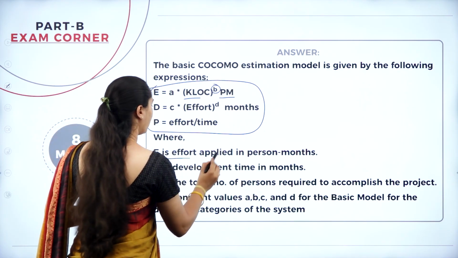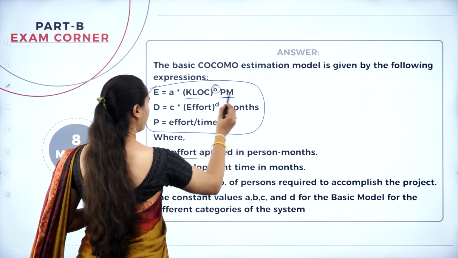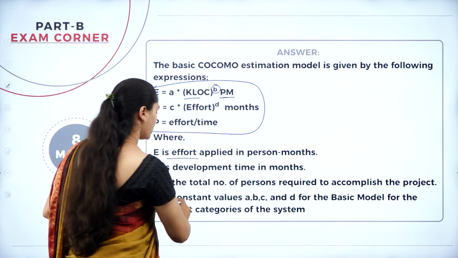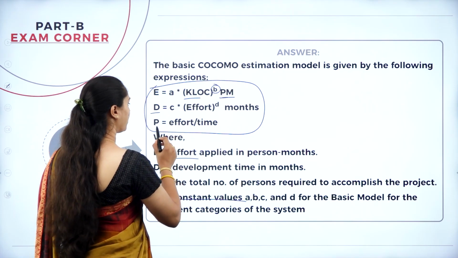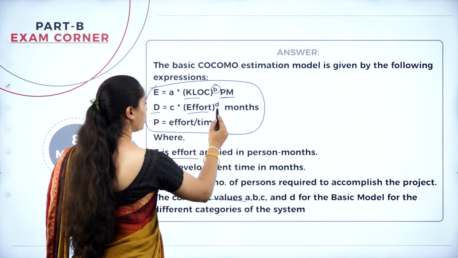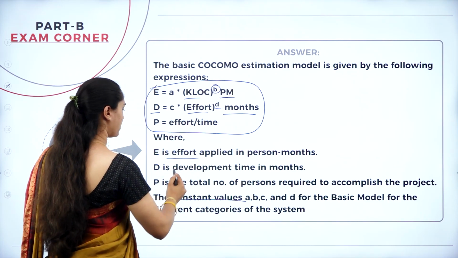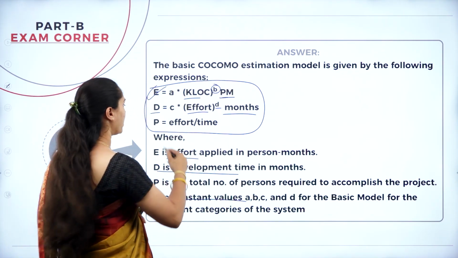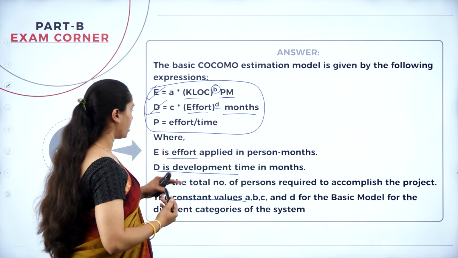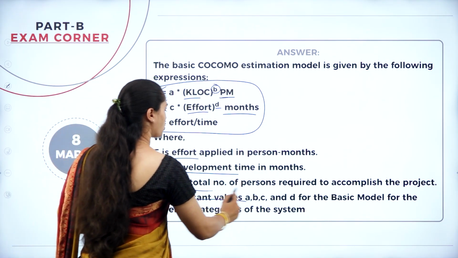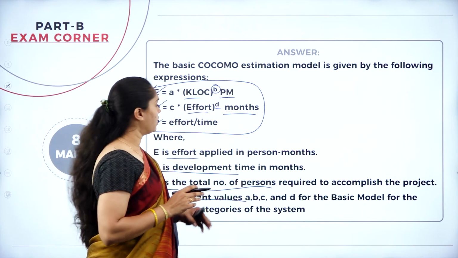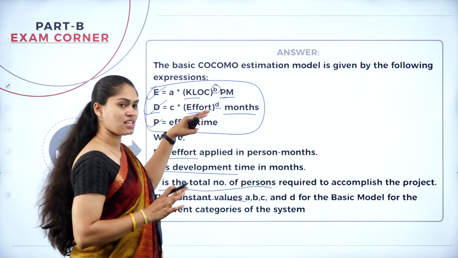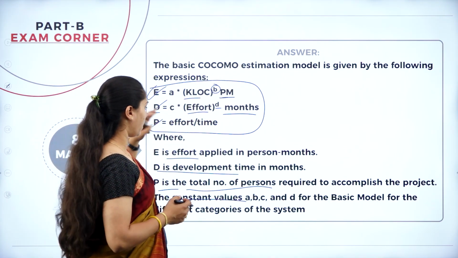E specifies the effort applied per month, and A, B, C, D, all these are different constant values. Also here we have D equals C into effort to the power D months. So D specifies the development time. We are finding what is the effort, what is the human resource we require, and what is the development time we require. And at last we have P, that is the total number of persons required. How are we going to find that? Effort by time. So for how many months, how many human resources we require, that we are checking.